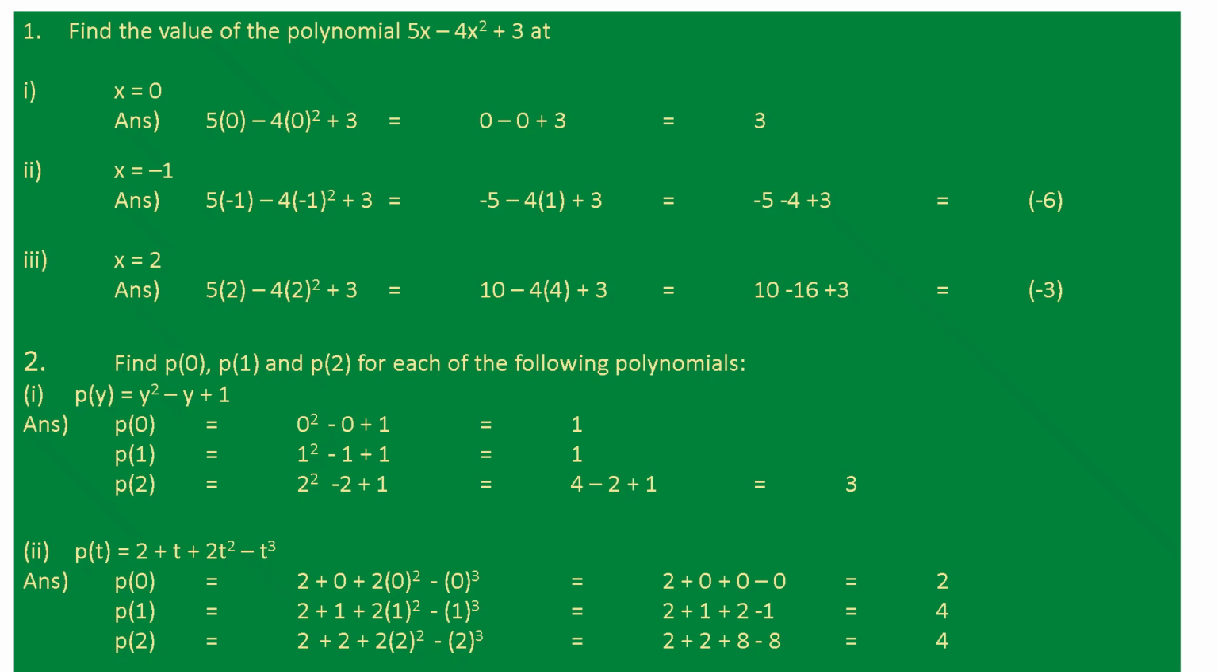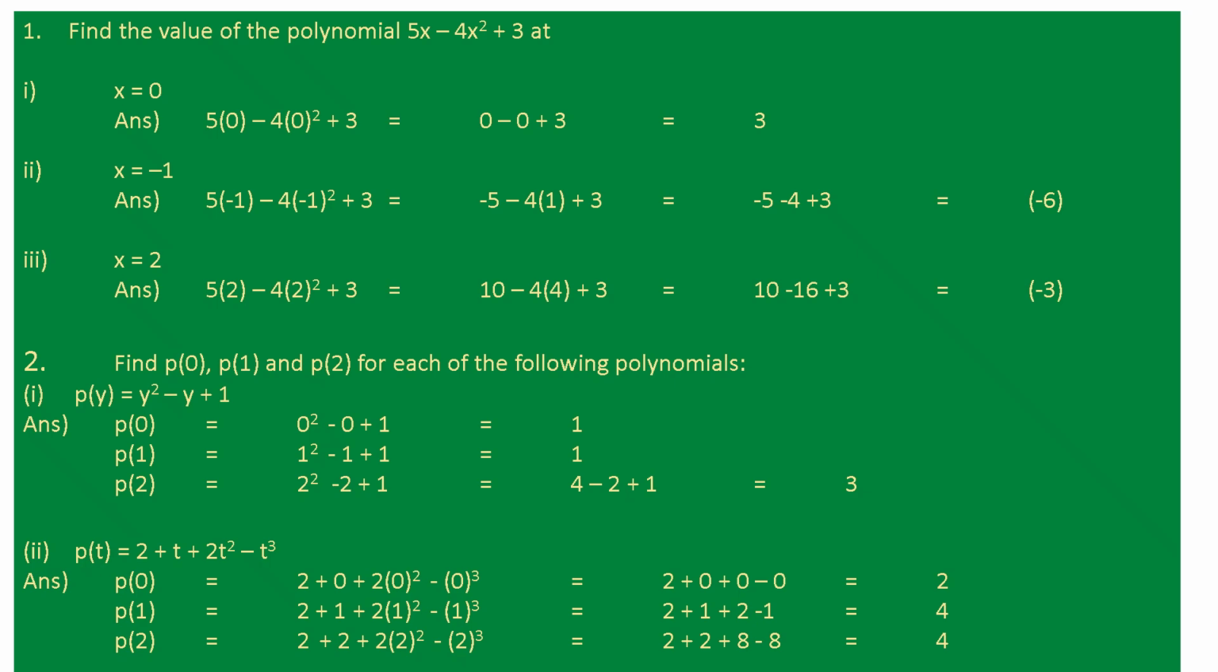You just have to replace whichever value is given for the particular variable of the polynomial onto the polynomial and find its value. All the three sums are like that. The first one gives value of 3, second one is minus 6, third one is minus 3.